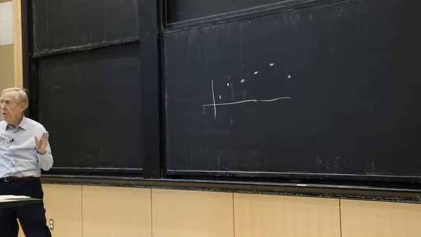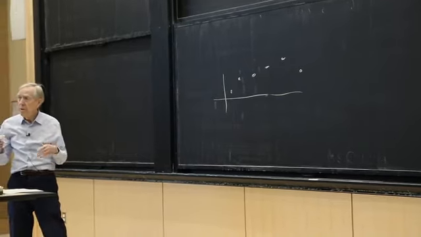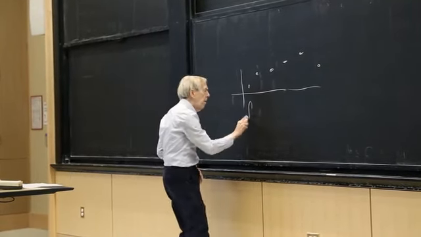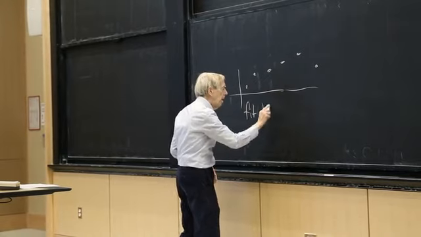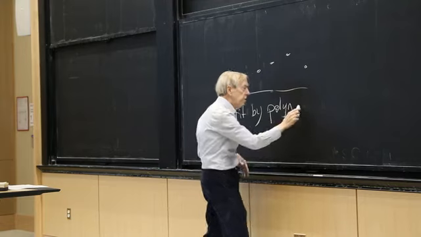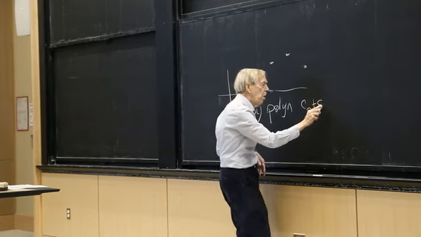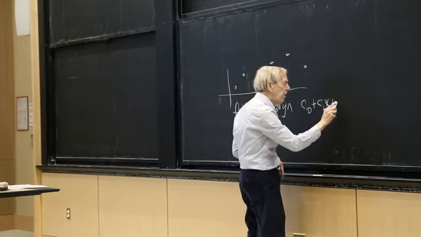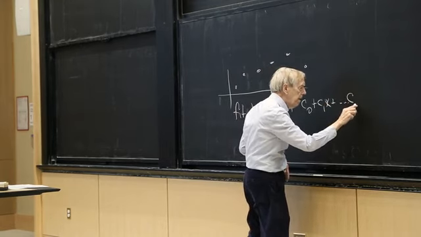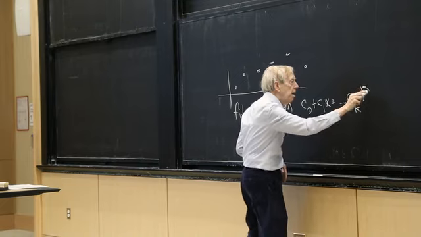So if you put a curve, and the curve is going to be a polynomial, we're going to fit by polynomial. Everybody knows a polynomial is c0 plus c1 x plus whatever, c_k x to the k, let's say.